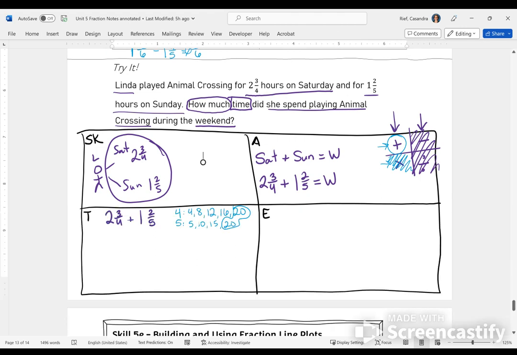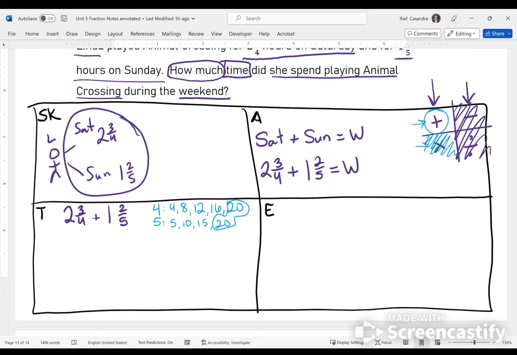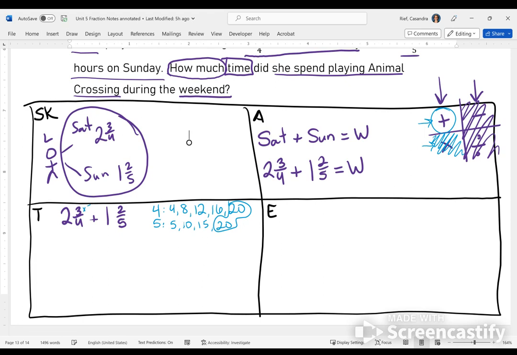Once we've got that figured out, we are ready to start rewriting these fractions. To turn my 3/4 into 20ths, I'm going to have to multiply by 5. My whole number stays the same, but now instead of 3/4, I will have 15 20ths. To that, I'm going to add the second number. To turn my 2/5 into 20ths, I have to multiply by 4 over 4. So that's going to be 1 and 8 20ths. So now I've got a new fraction problem. I've got 2 and 15 20ths plus 1 and 8 20ths.